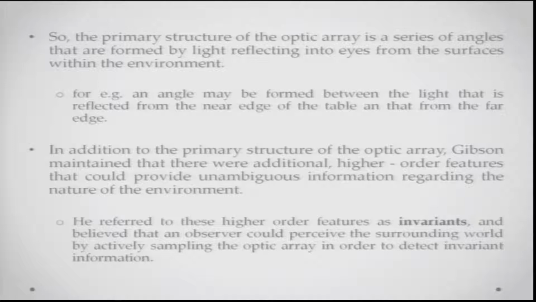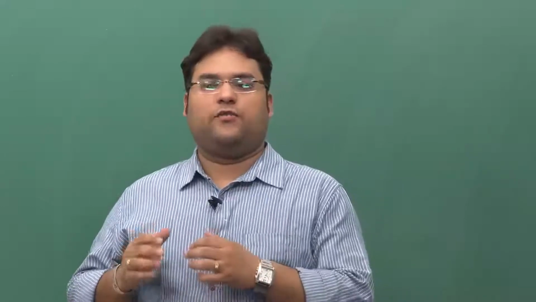Now, what is the primary structure of this optic array? The primary structure of the optic array is a series of angles that are formed by the light reflecting from various surfaces in the environment towards your eyes. Say, for example, an angle may be formed between the light that is reflected from the near edge of a table, or from the far edge, or from the top of the wall, or from the bottom of the wall.